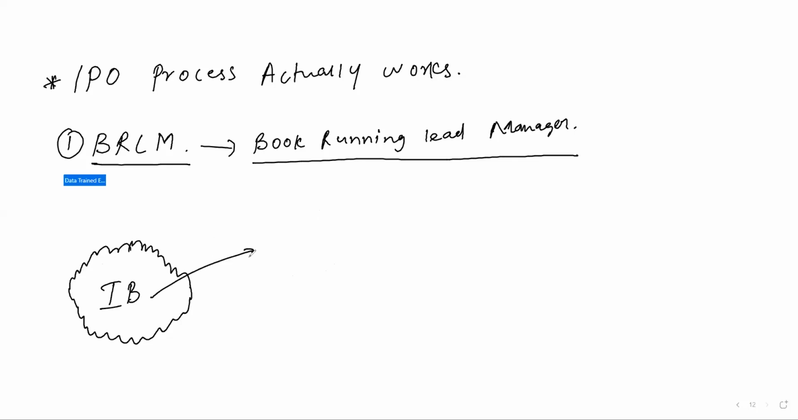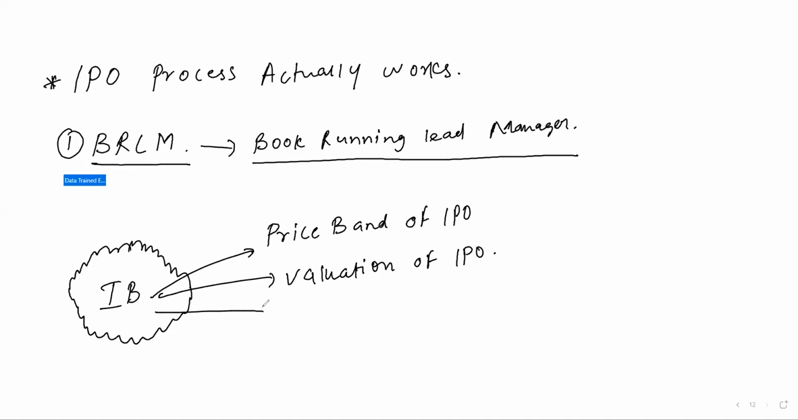The investment banker has to decide the price band of the IPO, the valuation of the IPO, the lot size, right? What is an IPO? IPO is initial public offering. The company is coming out with its shares to the public for the first time. That is an initial public offering. Okay.